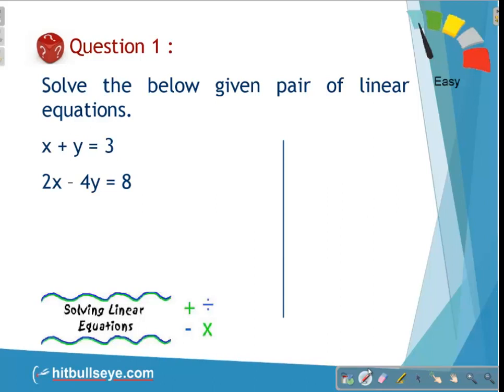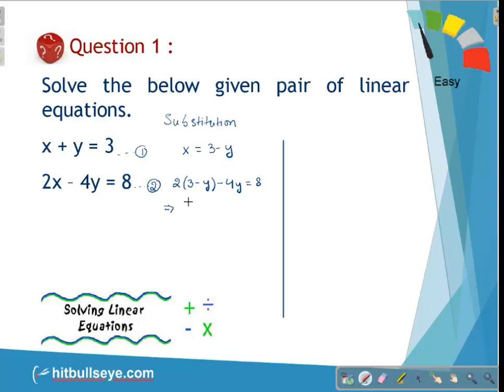First of all, let us do the substitution method. Here, I am referring to this as equation number 1 and this as equation number 2. I'll be deriving the value of x as 3 minus y. I'll be putting this value of x in the second equation as 3 minus y minus 4y is equal to 8.